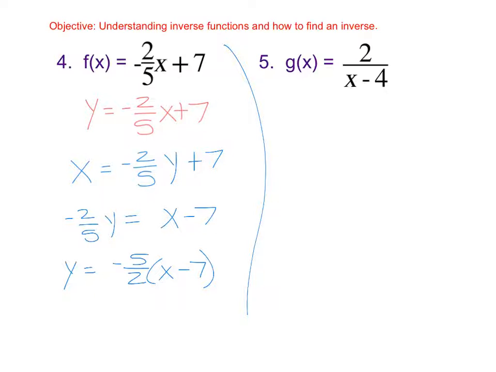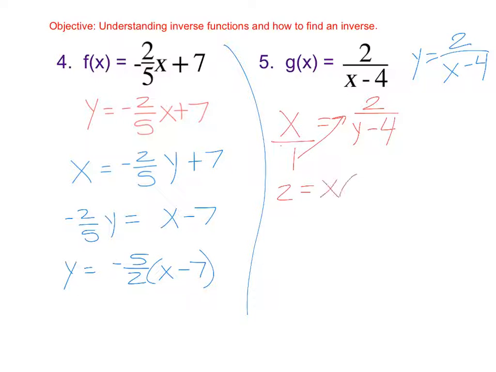Alright, so we have y equals 2 over x minus 4. That's the original. Switch my x and y. X equals 2 over y minus 4. There's a few ways to do this. The way I do it is I cross multiply. I'm going to put x over 1. Multiply on the diagonal. So 2 equals x times y minus 4.